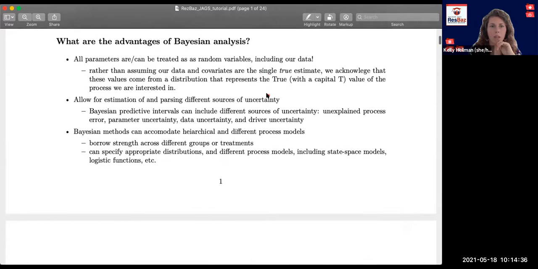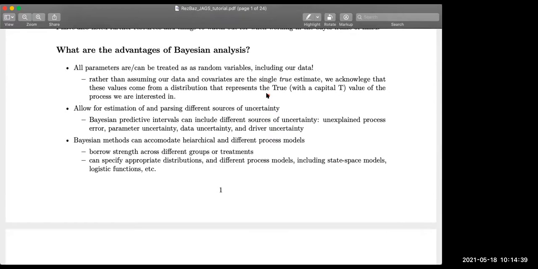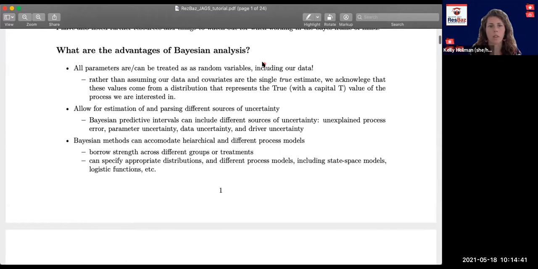Okay, so why should you think about using Bayesian statistics, or what are the advantages of this? So the first is that all parameters are actually treated as random variables, and this can include our data. Rather than assuming that our data and covariates in our models are single true estimates of that process, we're acknowledging that the values are actually coming from a distribution that represents the true value of the process that we're interested in.